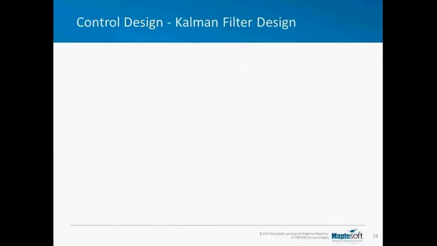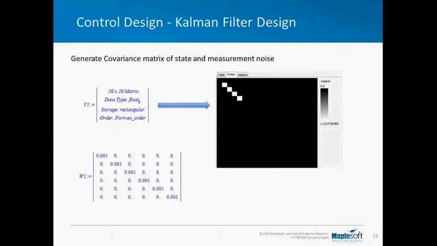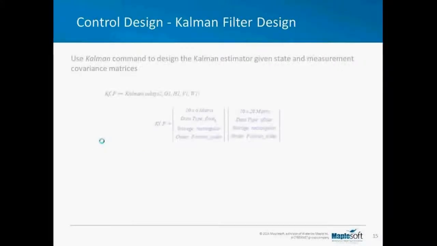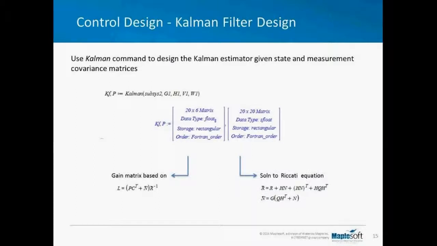Next, we're going to add a Kalman filter. The first step in doing that is to generate covariance matrices for the state and measurement noise. The first matrix here is a big size, so I've just chosen to show the structure of this matrix through an image so we can have an idea of what that matrix looks like. We could then use the Kalman command to design the Kalman estimator given those state and measurement matrices. The first output that we're given is the gain matrix, and then we're also given the solution to the Riccati equation.